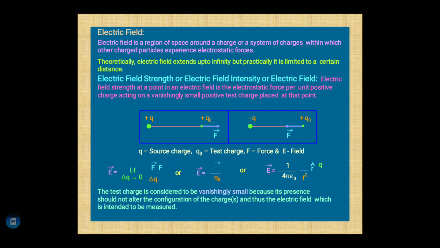If we want to find out the electric field strength of a point charge, then we can find it with the help of this expression: force upon test charge. If we have a point charge positive q and a test charge plus q naught at a certain distance, and both the charges are positive, then the test charge will experience a repulsive force. We want to find out the electric field strength at this position where the test charge is present, so we can apply the formula E equals F upon q naught. If the source charge is negative, then the test charge will experience an attractive force.